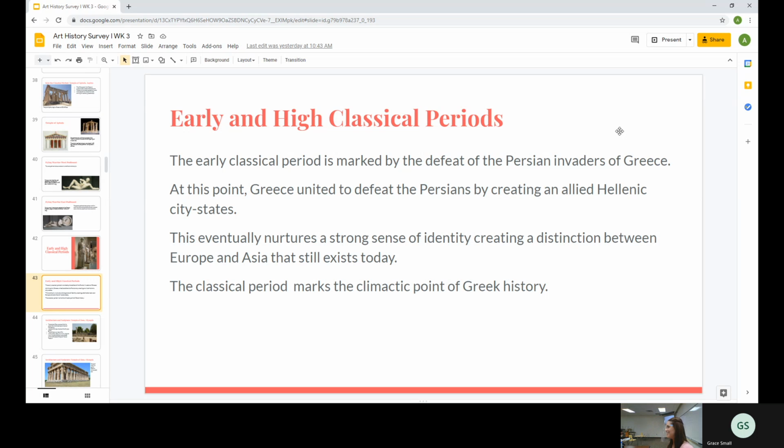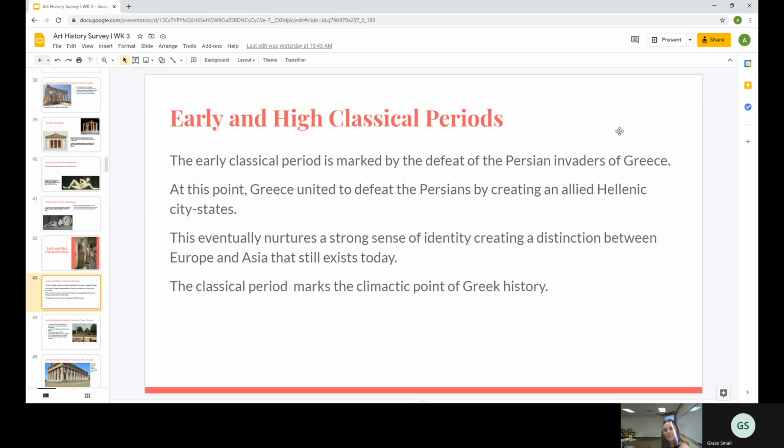Good or bad, I don't know. I'm kind of happy about it because we got a lot of stuff from them thanks to it. Other city-states not happy. But yeah, there was a distinct difference at this point in history between Europe and Asia, thanks to the creation of this unified Hellenic state, and that characteristic still exists today. There is an obvious difference between Europe and Asia, thanks to this happening.